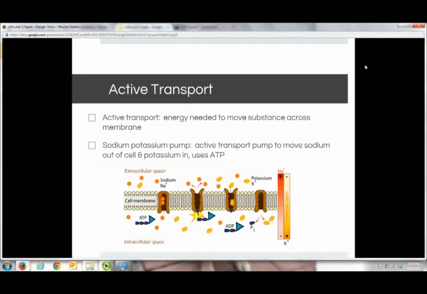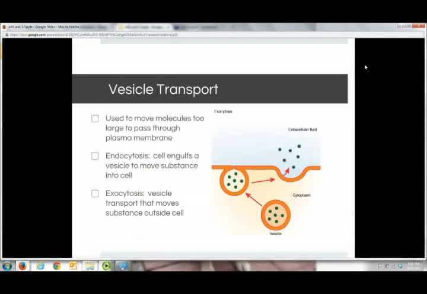The sodium-potassium pump is so common that it actually accounts for about 1/3 of your daily resting energy use, just fueling sodium-potassium pumps in your body.